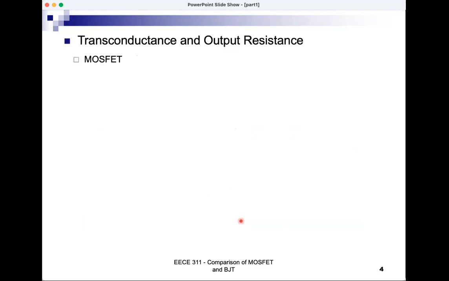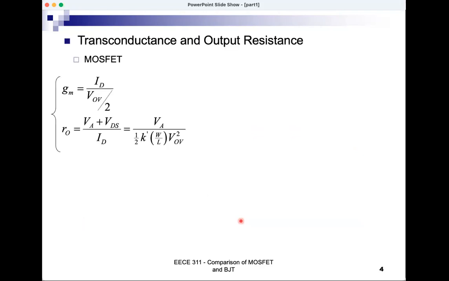And the values for gm and ro are given by these expressions. In the case of the MOSFET, gm is ID over half VOV, and VOV is VGS minus Vt. And note that the ID and VOV values are the DC values of the drain current and the overdrive voltage. ro is given by VA plus VDS divided by ID. And this is equal to VA over half k prime W over L times VOV squared. So these are the expressions for gm and ro.